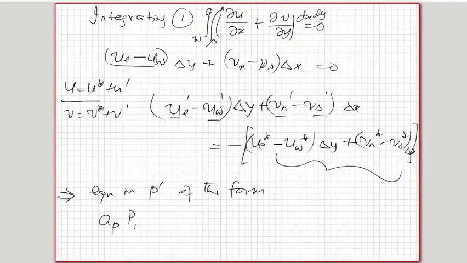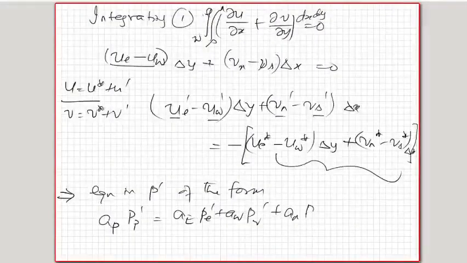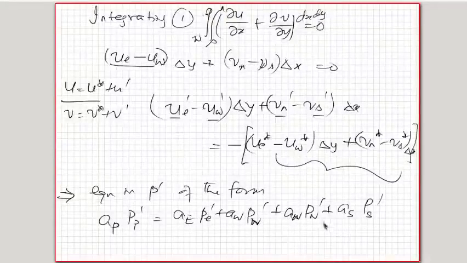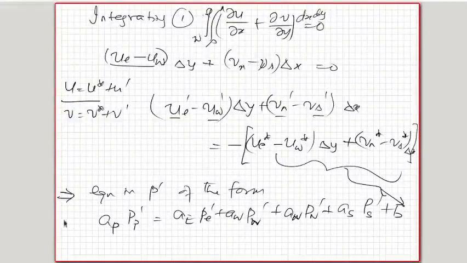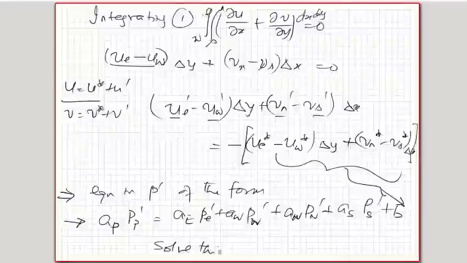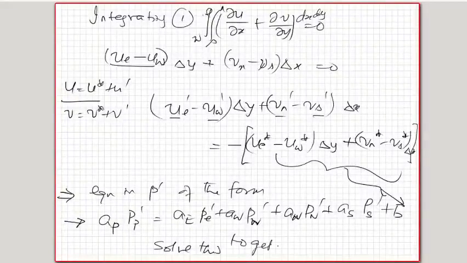AP PP prime is equal to AE PE prime plus AW PW prime plus AN PN prime plus AS PS prime plus B. Okay, where this B would contain the residual of the continuity equation. So this kind of an equation you would get at every point. Solve this to get P prime at all points.